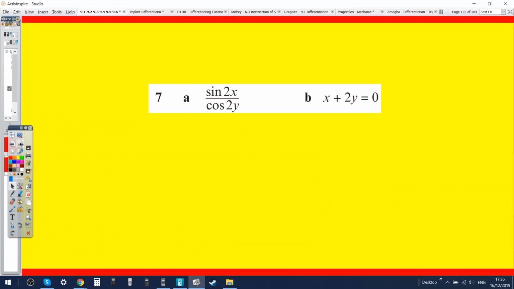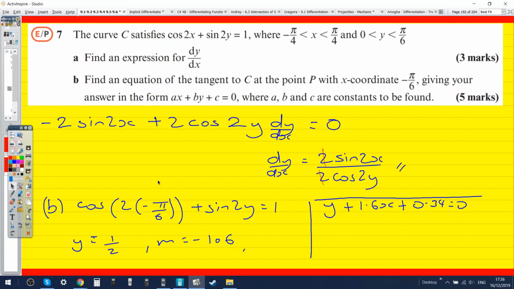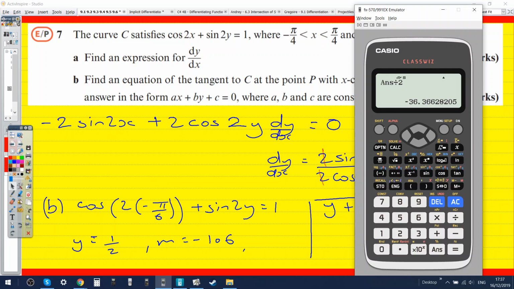Let's just check for a sec. So sine 2x over cos 2y. So that's fine. Sine 2x over cos 2y, at the point P with that x coordinate. I'm in degrees, they're in radians. I was in degrees. Angle unit, radian. Okay, so let's see. What was this one?